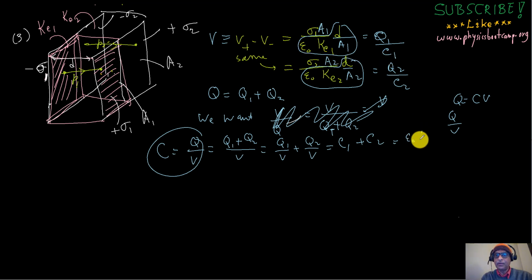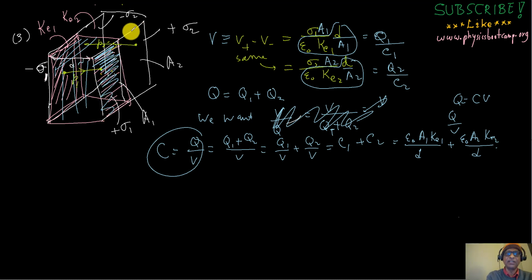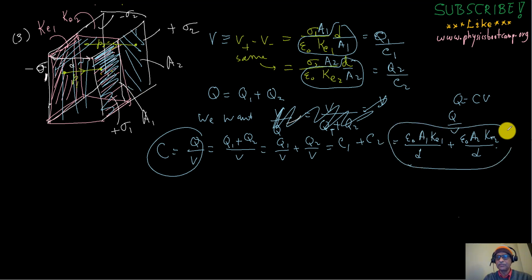epsilon naught A1 K E1 over D plus epsilon naught A2 K E2 over D. So I need to know how much of the area each one of these materials is occupying. So I have to tell you what this area at the plate is for this material versus that material, and that will be the answer. So C here is simply a formula.